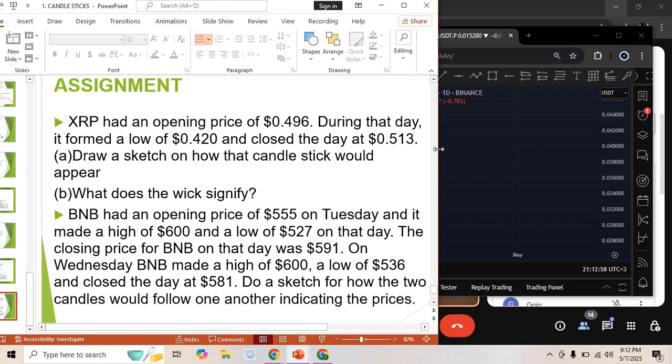XRP had an opening price of 0.496. During that day, it formed a low of 0.420 and closed that day at 0.513. Draw a sketch of how that candlestick would look. Let me see whose hand is up. Okay, Okari, let's go.